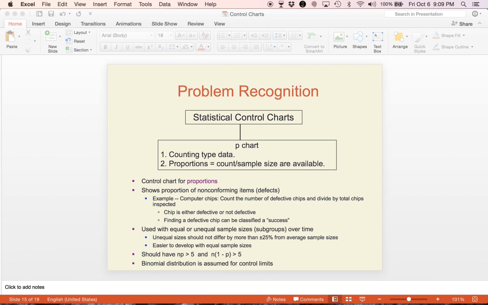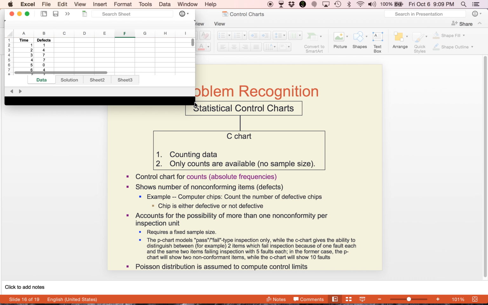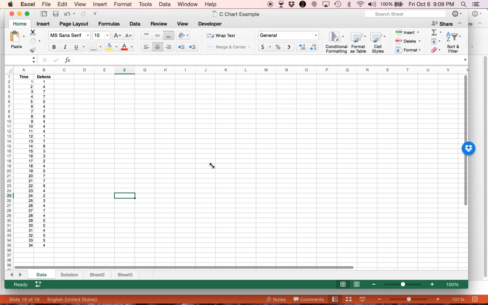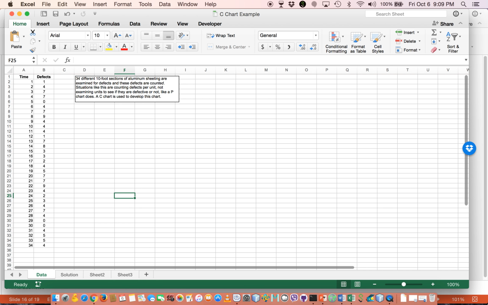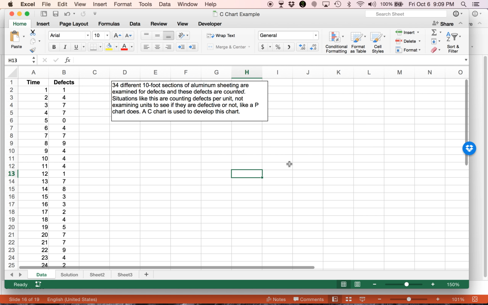Okay. Let's take a look now at a C chart. So C chart would be just counting things. So looking at our C chart example, reading the problem here, it's always important to understand the context of the problem so that you know what it is. It says, we've determined 34 different 10-foot sections of aluminum sheeting, and we're looking for any that are defective, and we count the number of defects in the 34 different 10-foot sections.